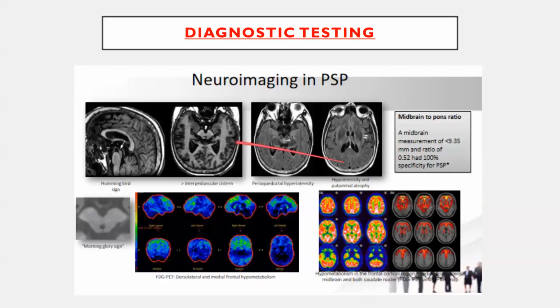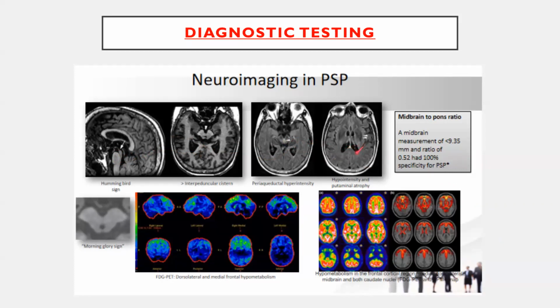And progressive supranuclear palsy, in which selective midbrain atrophy will be there, disproportional to pons. Here pons is preserved, midbrain is severely atrophied, so it looks like a hummingbird. Okay, this is also called the hummingbird sign. And prominent interpeduncular cistern will be there because of atrophy of the tegmentum of the midbrain. Sometimes periaqueductal hyperintensity is also marked. And putaminal atrophy, this is also called putaminal rim sign. This can also be seen in PSP.